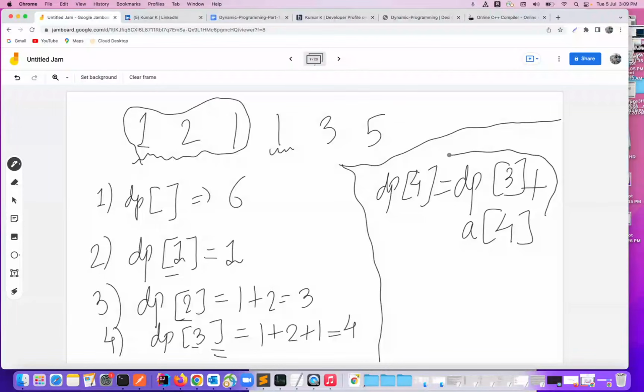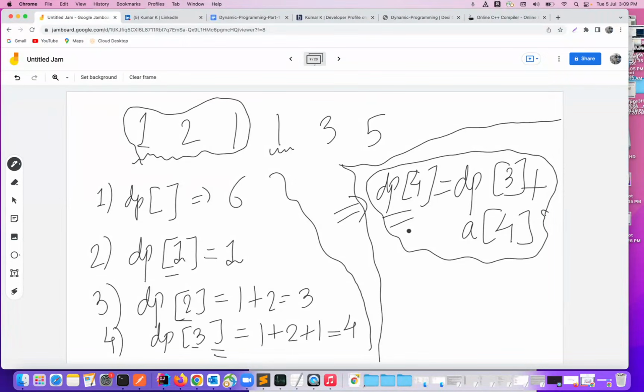See, we created the formula. This was the most important thing in DP. The most important thing in DP is to use the observation. First calculate the answer for the small numbers like 1, 2, 3. Use the observation and make a formula. Now you have created the formula. We have created the formula.